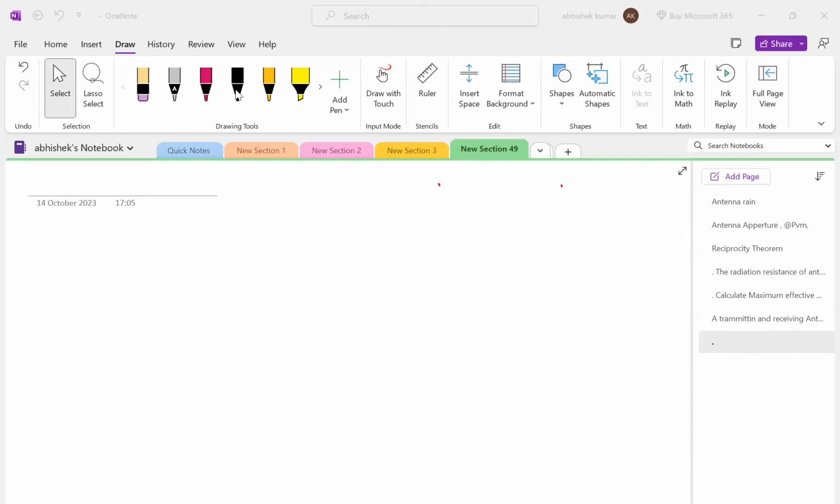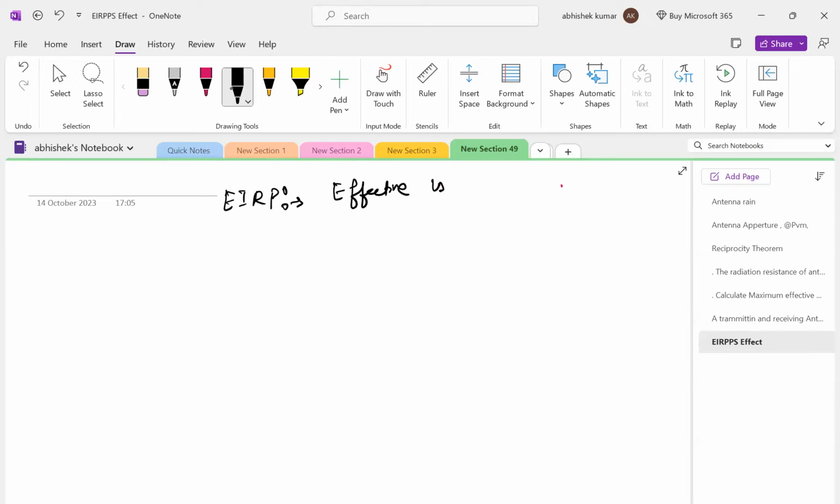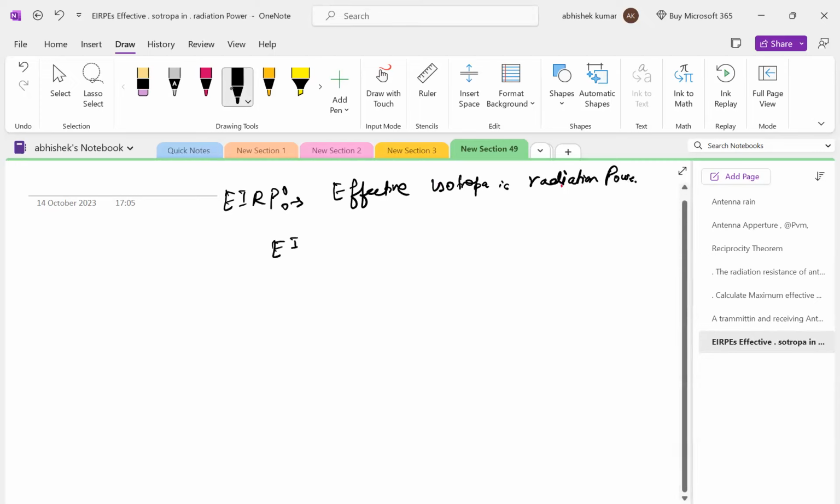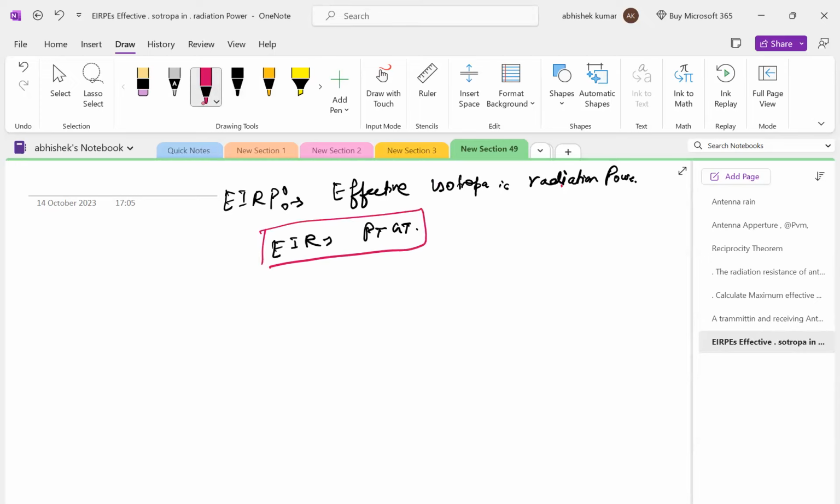I am just giving some terms. EIRP. EIRP means effective isotropic radiated power, and this EIRP formula is PT GT. So in some question they can ask you what is PT GT, and you can tell them.